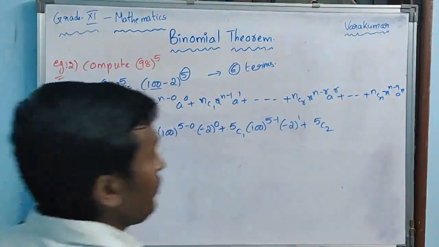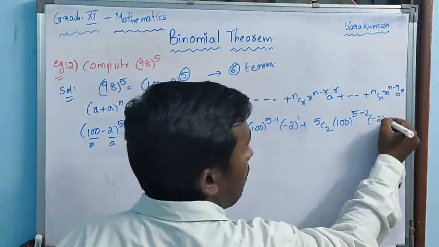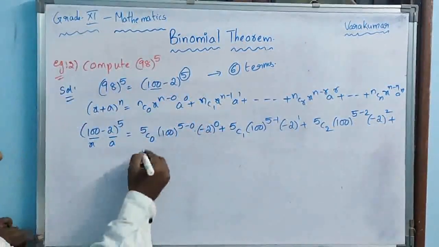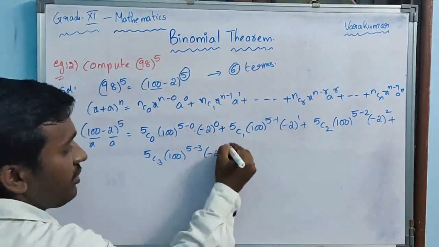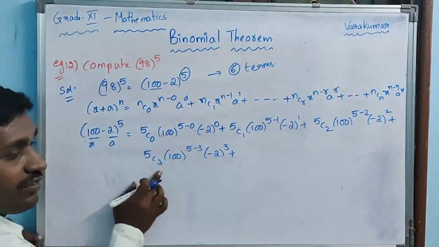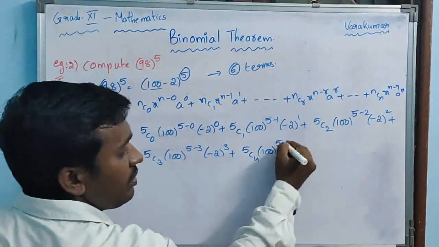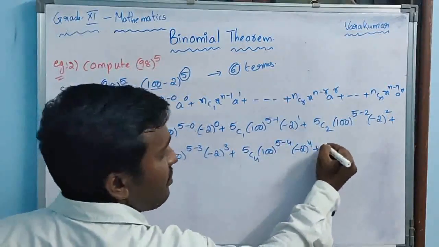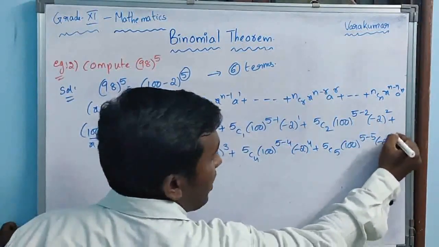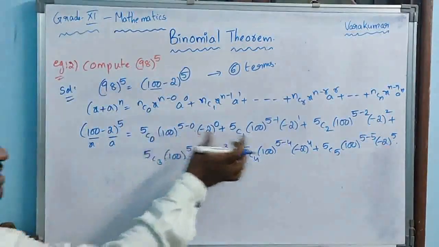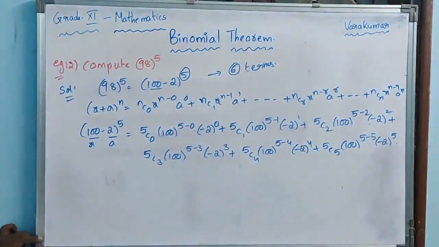Then 5c2 becomes 100 power 5 minus 2 and minus 2 whole power 2, right? And next 5c3, 100 power 5 minus 3 into minus 2 power 3. Next term 5c4, 100 power 5 minus 4 and minus 2 power 4, and 5c5, 100 power 5 minus 5 and minus 2 power 5. It's completed. See here, 1, 2, 3, 4, 5, 6 terms. 6 terms we have. Now simplify it.